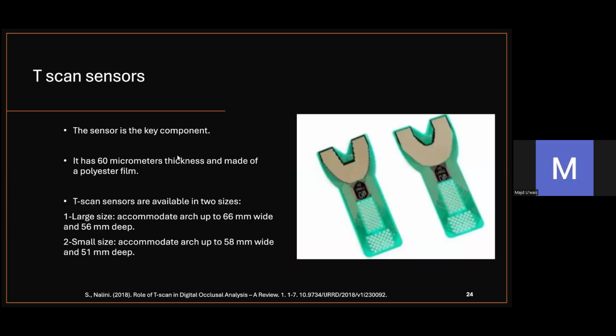Regarding T-Scan sensors, the sensor is the key component. It has 60 micrometer thickness and is made of a polyester film. T-Scan sensors are available in 2 sizes. The large size, as shown on the right side, accommodates arches up to 66 millimeters wide and 56 millimeters deep. And the small one, shown on the left side, accommodates up to 58 millimeters wide and 51 millimeters deep.